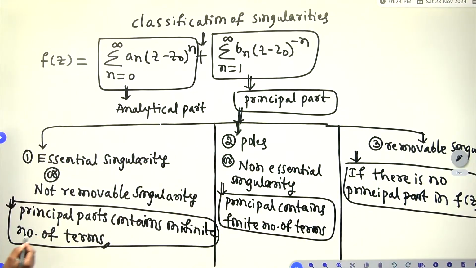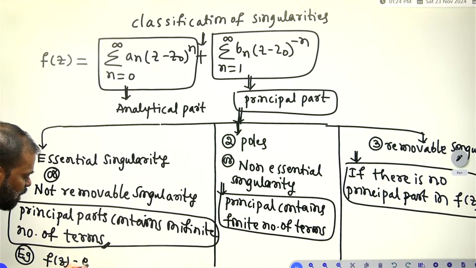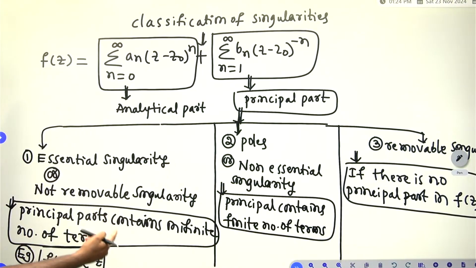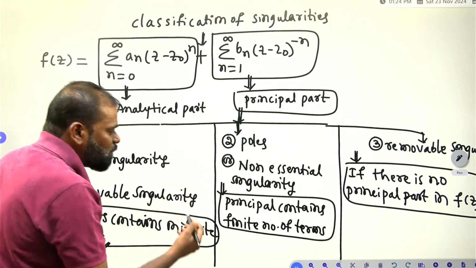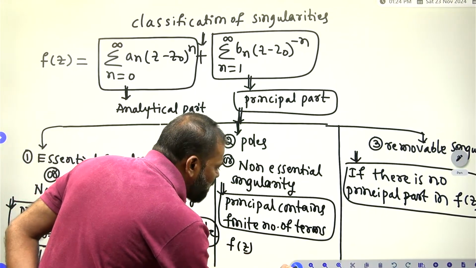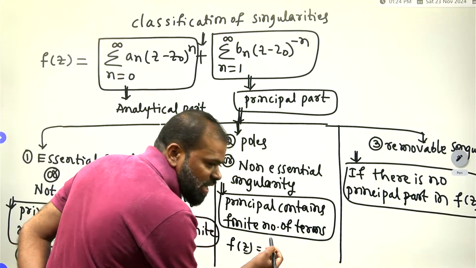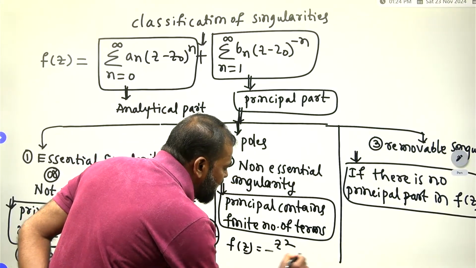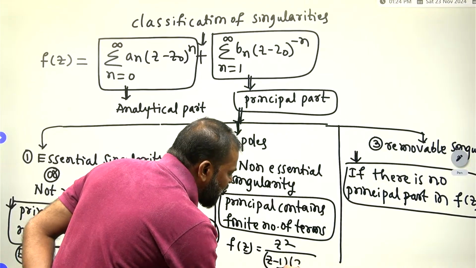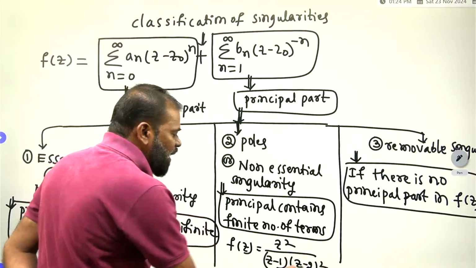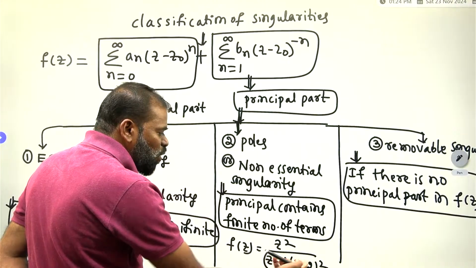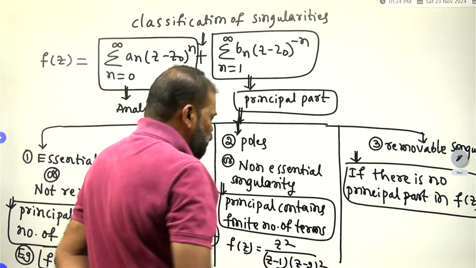Examples: principal part contains an infinite number of terms. So f of z is equal to e power 1 by z. We will get an infinite number of terms: f of z is equal to 1 plus 1 by z plus 1 by 2 factorial z square, and so on. Now f of z is equal to z square divided by (z minus 1) into (z minus 2) whole square. How many terms are there? Only two terms are there in the principal part.